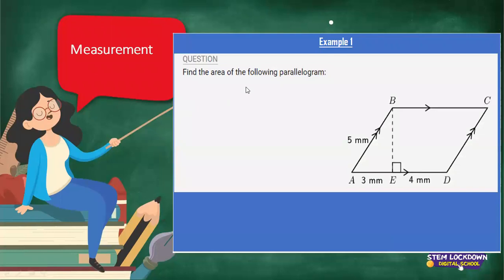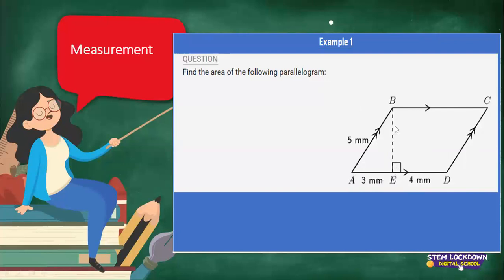Now, example one: find the area of this parallelogram. It is a parallelogram because AB is parallel to DC and BC is parallel to AD. So how do we find the area? Area is the height multiplied by the base, and the height must be perpendicular to the base. We don't have the height, so we need to find it.